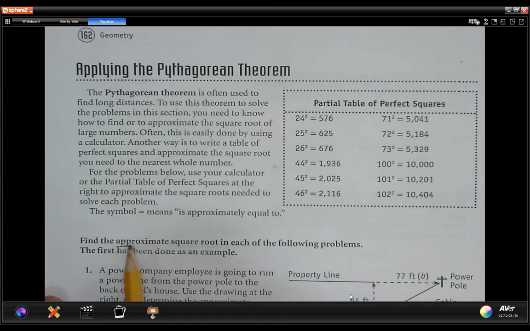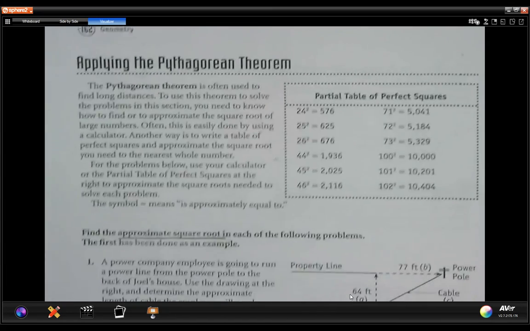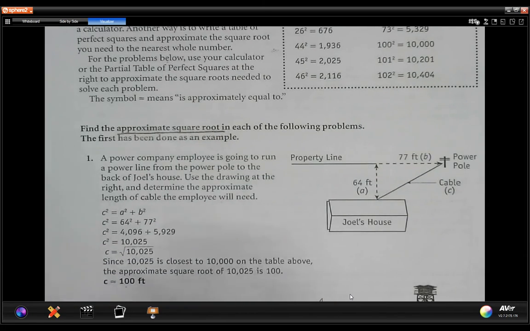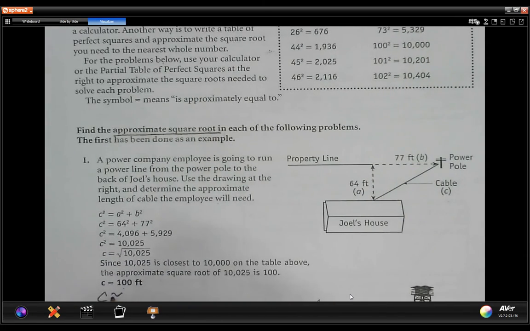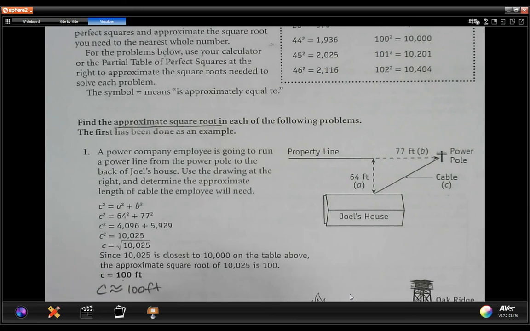It says find the approximate square root. And so you're going to be estimating. You'll notice in number 1, they actually use this little approximation symbol like that, which means that they have rounded this to 100. So you're going to be doing a little bit of rounding. As long as your answer is close and not way, way off, then we'll know that you knew how to do it properly, okay? So have a good time with this.